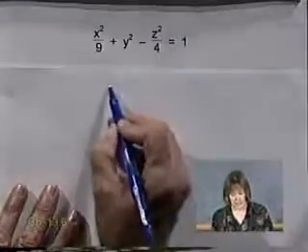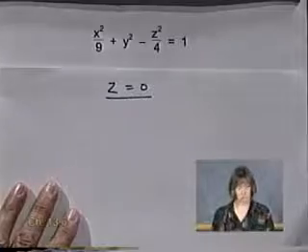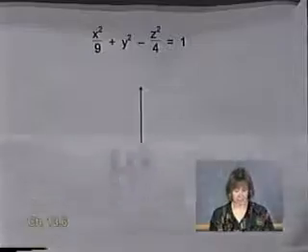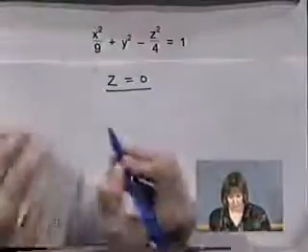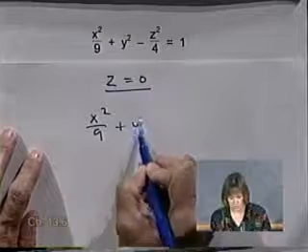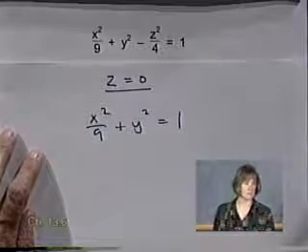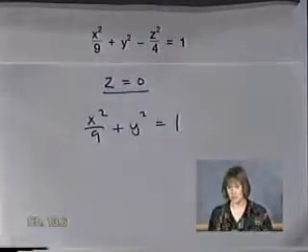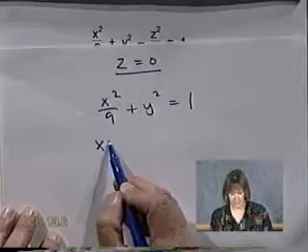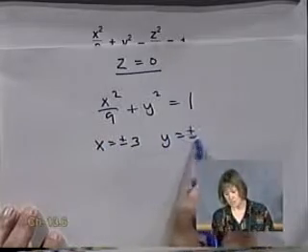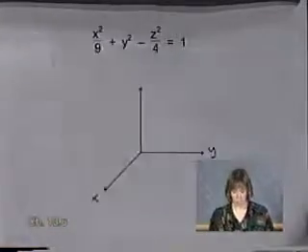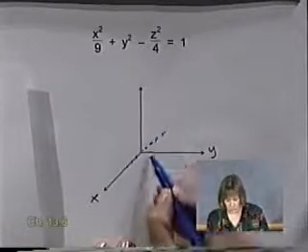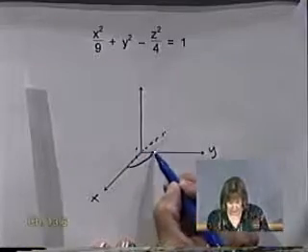Notice, if we let z be 0, in other words, I want to look at its trace on the xy plane. If z is 0 here, I get x squared over 9 plus y squared equals 1. And what is that? An ellipse, right? That's why we reviewed these, because we're going to use them so much. This ellipse is crossing the x-axis at plus or minus 3, crossing the y-axis at plus or minus 1, if you really care. All right? But in the xy plane, I've got this ellipse.